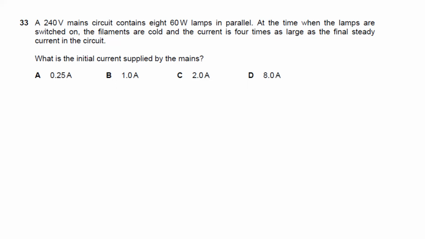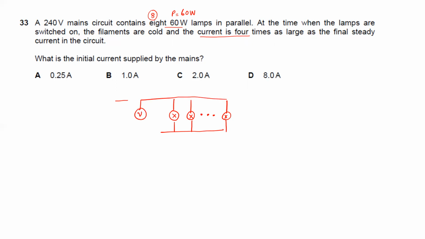Okay, so it says something like this. The 240 volt mains contain 8 60-watt lamps. So we have 8 lamps, and the power of each lamp is 60 watts, in parallel. At the time when the lamps are switched on, the filaments are cold and the current is 4 times as large as the final steady state current. So initially we have 8 lamps, lamp 1, lamp 2, and lamp 3, in parallel to a voltage source V of 240 volts. Power is 60 watts.